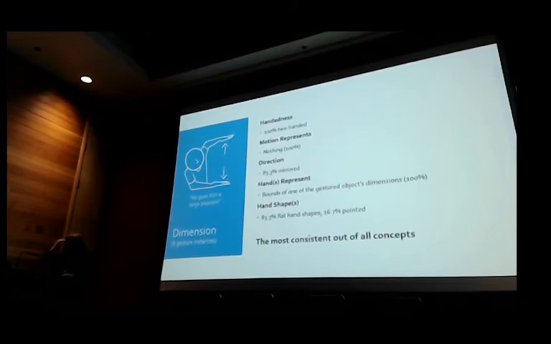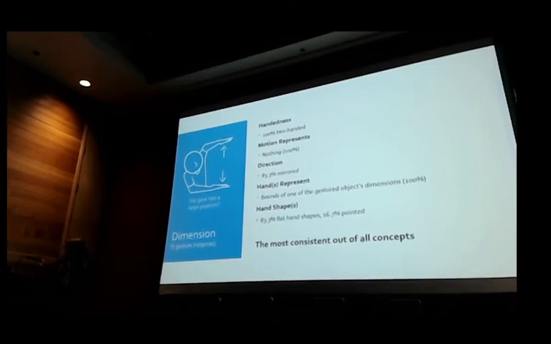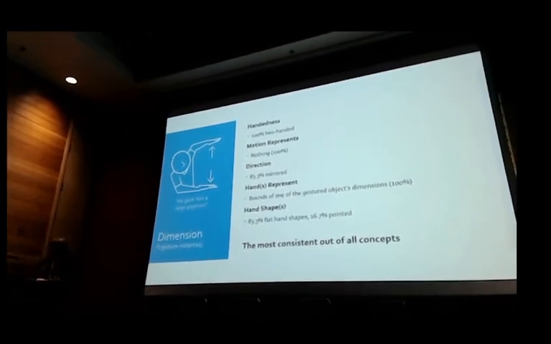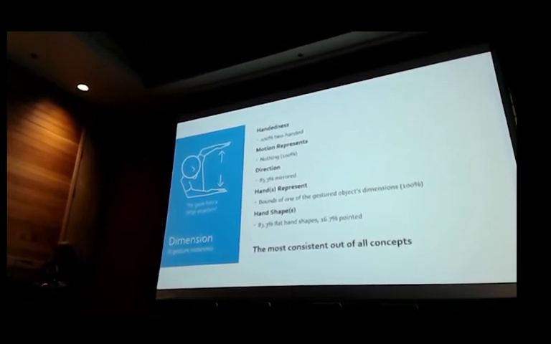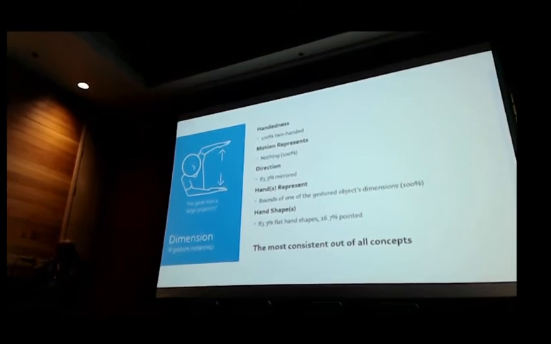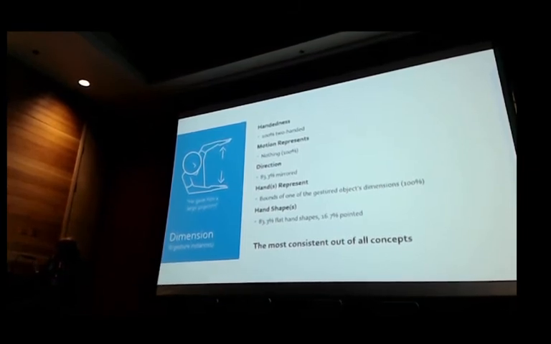Dimension gestures we identified as gestures in which a specific dimension, such as length, width, or height, of an object was described. This was notably the most consistent of all of our conceptual meanings. Both hands were always used. The motion held no real meaning. The direction of the hands were primarily mirrored. The hands represented the two bounds of the dimension, and the hands tended to be flat with some that were pointed.